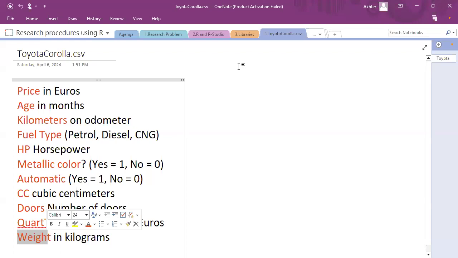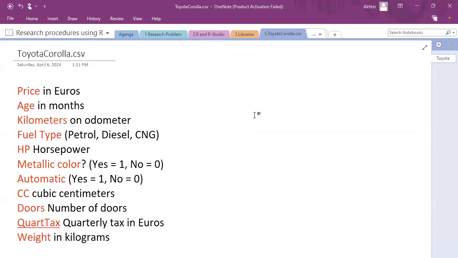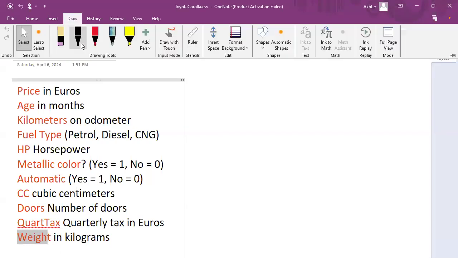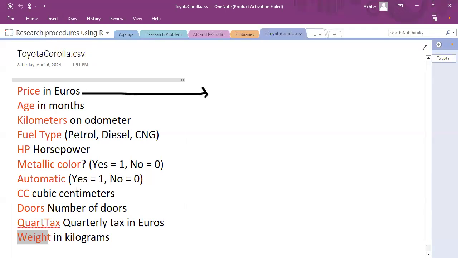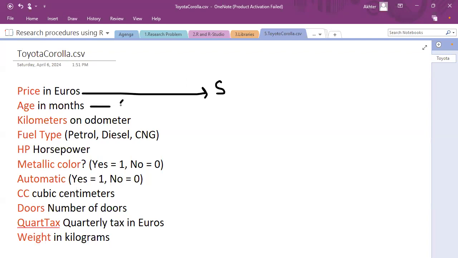We have to specify the types of the variables, which is very important, because in most analyses, defining the types of the variables is one of the very important steps, because the research procedure is based on the type. Suppose price. Price is a scaled variable, meaning a numeric variable. I'm using just S for scaled variable. And the age is also a scaled variable. Kilometers is a scaled variable.